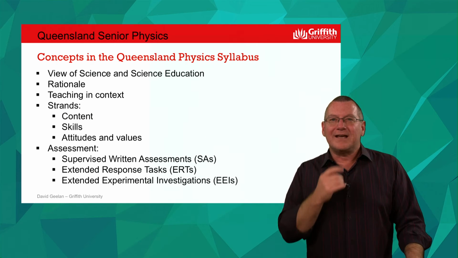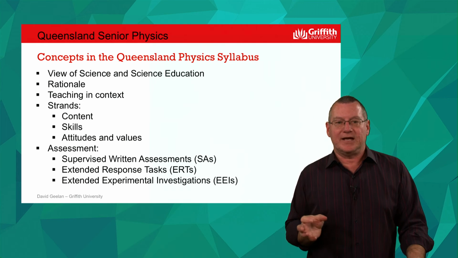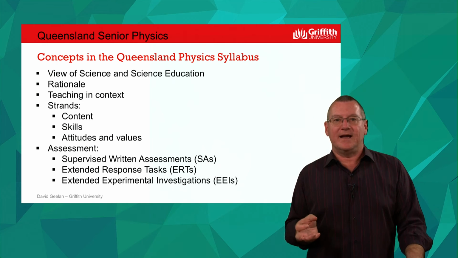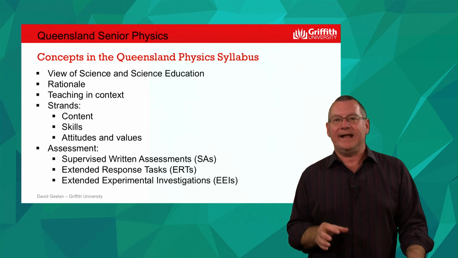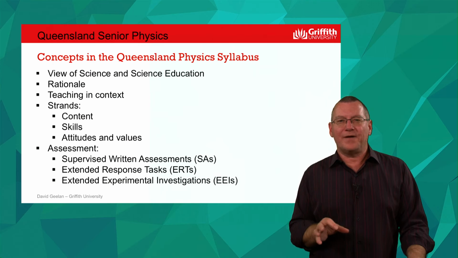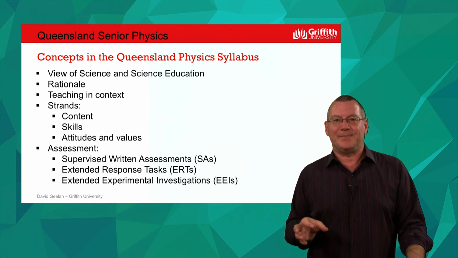So the content, I guess, of the physics syllabus is a view of science and science education. So they've talked about what they think science education is, what they think science is, and what they're for. It's well worth reading, and a rationale. So quite often people just leap to where's the list of content in the syllabus. But do read these preamble bits, because they actually really help you understand what you're trying to achieve and why.